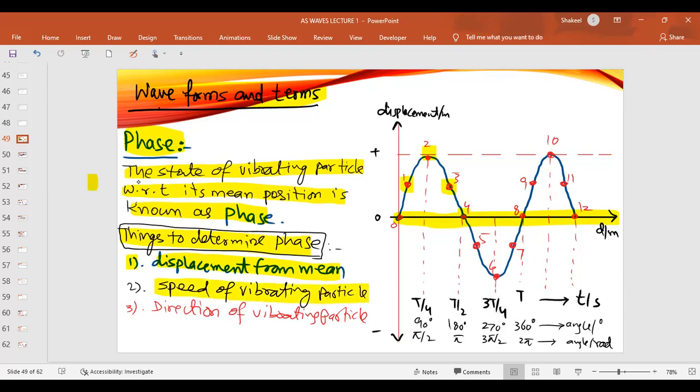Second one is the speed of the vibrating particle. If you want to determine the phase of the particle, you have to know three things. What is the displacement of the particle from the mean position? What is the speed of the vibrating particle? And what is the direction of the vibrating particle? So actually there are three things that can determine the phase of a particle: displacement, speed, and direction.